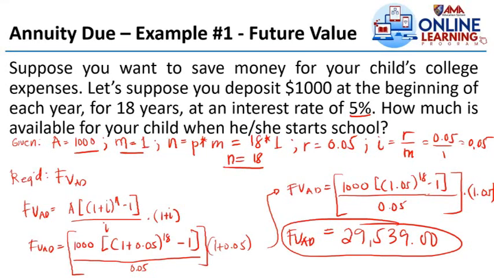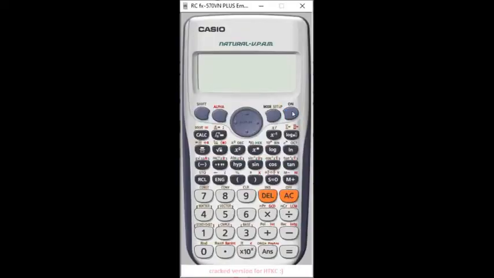So using a calculator, we got 29,539. Let's try it on the calculator to show that we really get it. That is, open parenthesis, fraction, that is 1,000 multiplied with double open, that is 1.05 raised to 18, minus 1.